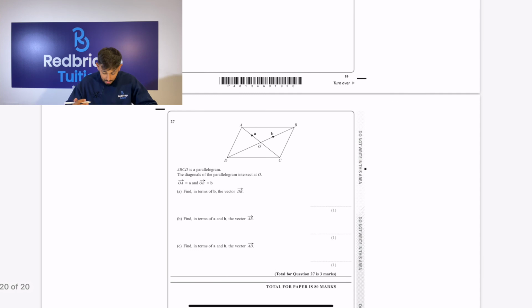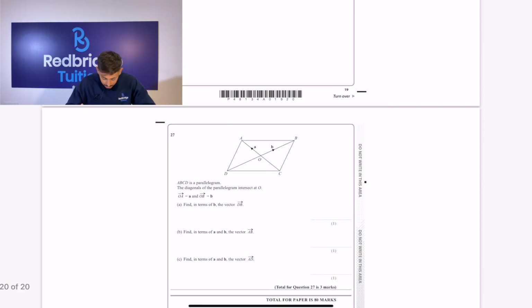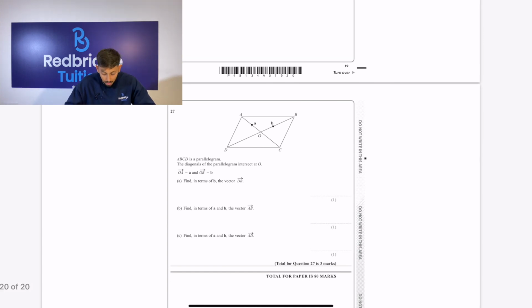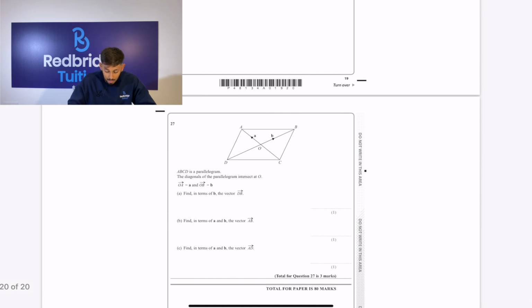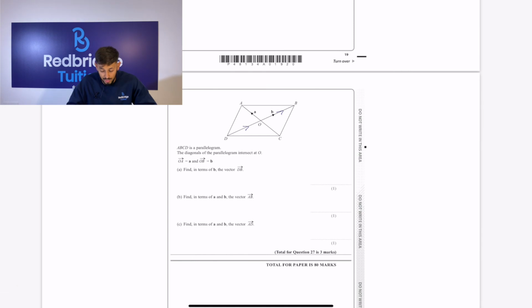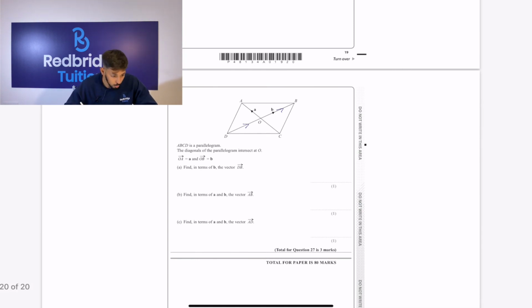We have a parallelogram, ABCD. The diagonals of the parallelogram intersect at the origin. OA is equal to a and OB is equal to b. Part a, find in terms of b the vector DB. Now, we need to look at the route taken from D to B. So, if we just put an arrow here, we can see that DB is 2 lengths of the vector b. So our answer will be 2b.